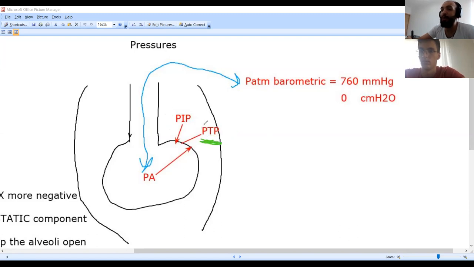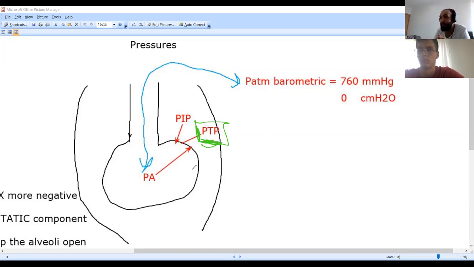How much must the PTP be to have the alveoli open and not closed? The PTP must be positive. Positive. What is the meaning of positive? It means the inside must be higher than the outside, or else it will collapse.